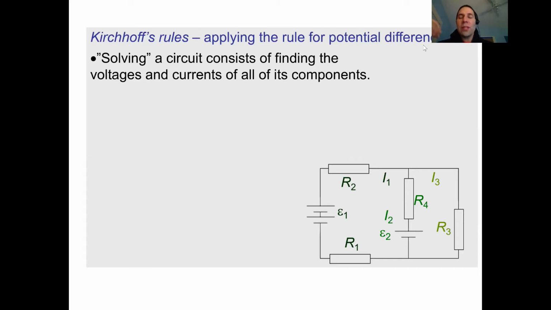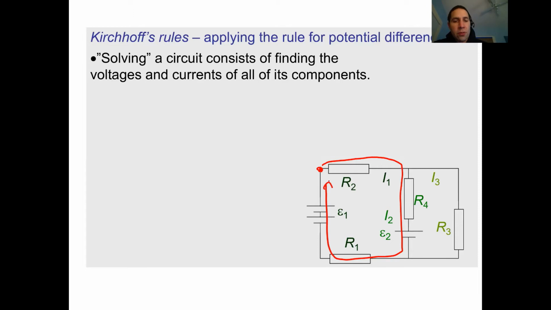Before we get into a sample problem, I just want to make sure we understand how the convention needs to work when we're talking about Kirchhoff's loop rule. Remember, we're talking about starting at one point in the circuit. Let's say this was our circuit here, and we're going to go all the way around any given loop in the circuit.